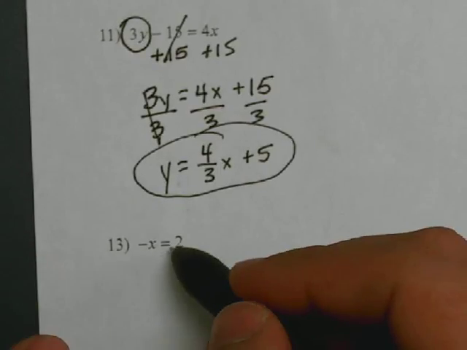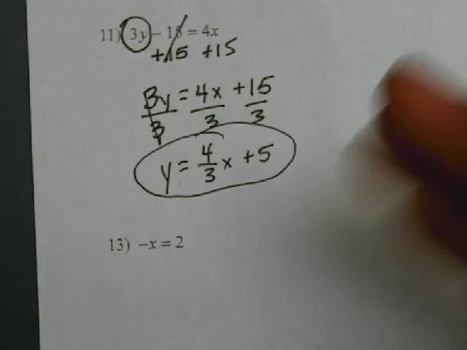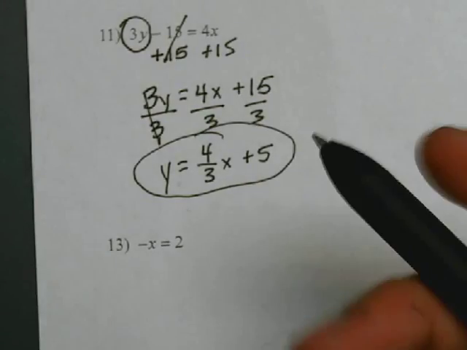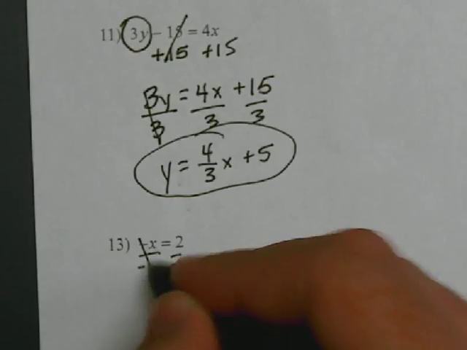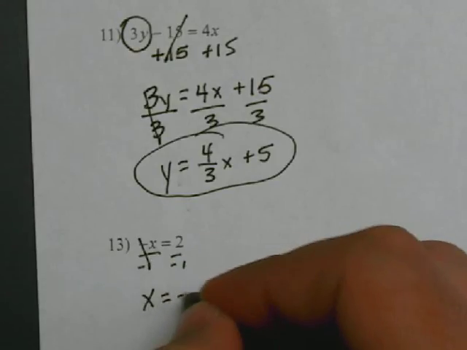Looking at 13, 13 is negative x equals 2, so there is no y. So if there's ever a case when you don't have a y, solve for x. What you do here is just divide everything by negative 1, which just switches the sign, so x equals negative 2.